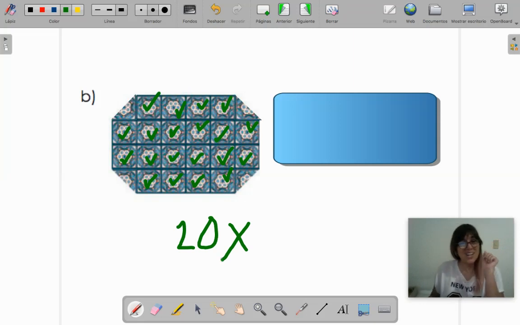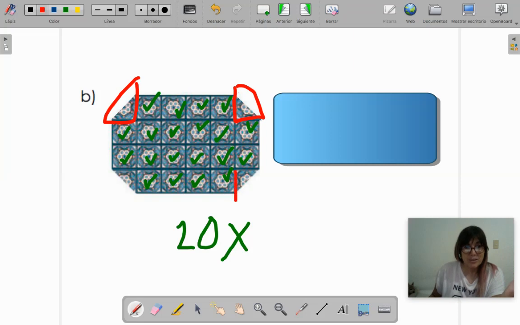No, it's not 20 squares, because guess what? This is part of the shape and some of you didn't count it. This is part of the shape. We have to count it. This is part of the shape, even if it's not complete. But can we say this is 1 square? No, right? So I'm going to pause the video and hear some answers if someone tried something.